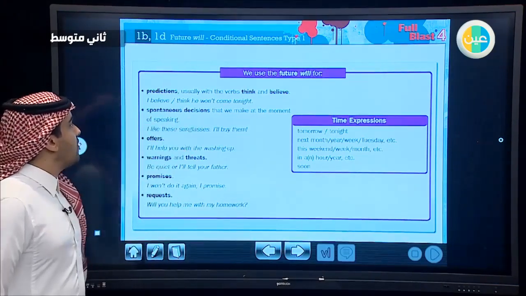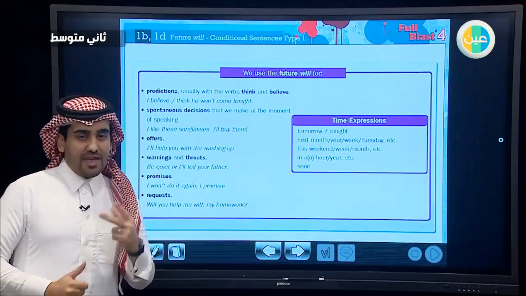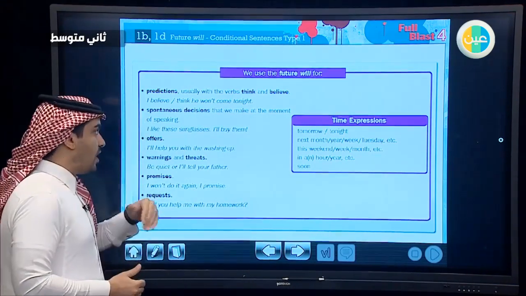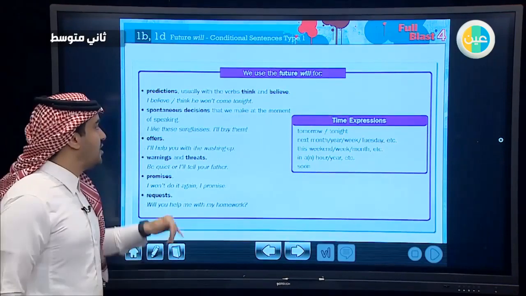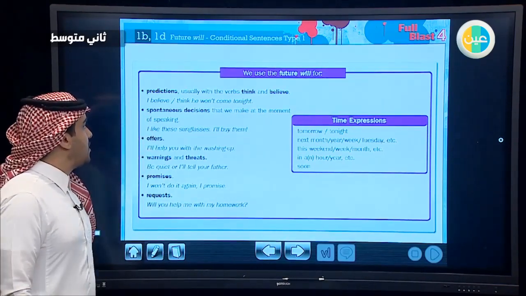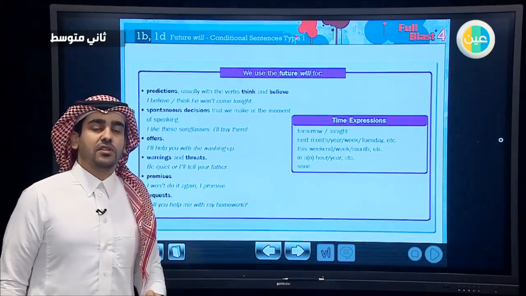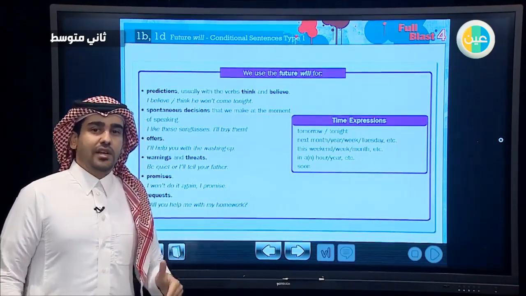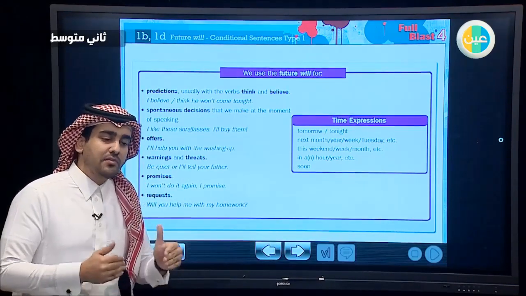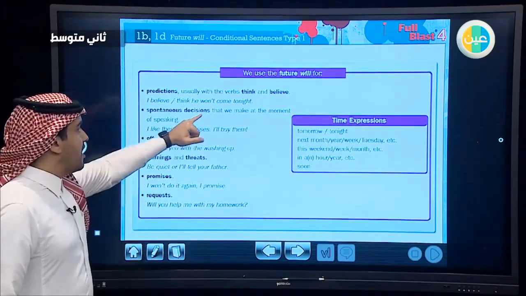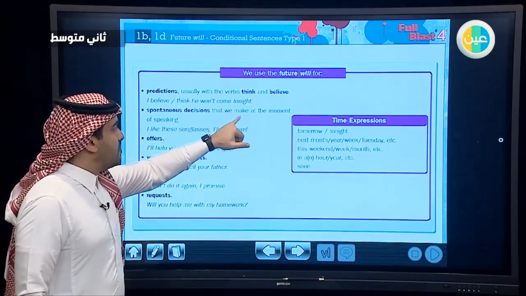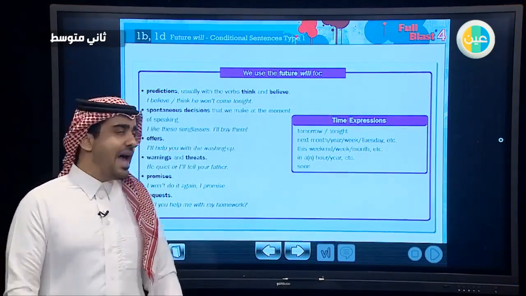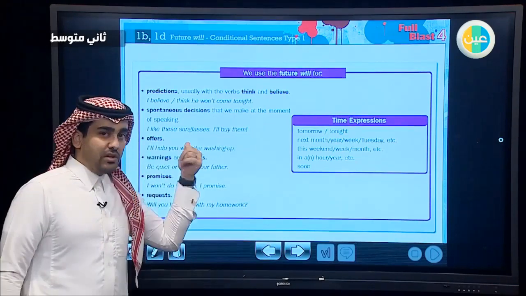The second use of future will، الاستخدام الثاني ل will في الجملة في المستقبل أو للتعبير عن شيء يحصل في المستقبل. Spontaneous decisions مع القرارات الارتجالية، القرارات وليدة اللحظة التي لم يتم التفكير فيها مسبقا. Okay, that we make at the moment of speaking، القرارات التي نتخذها في لحظة الكلام. على سبيل المثال, look at this example.